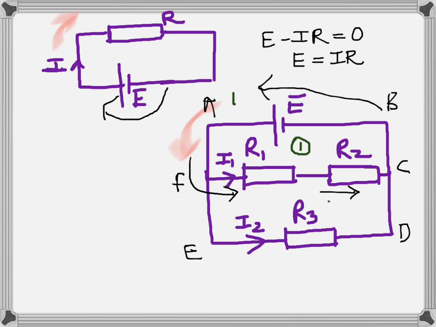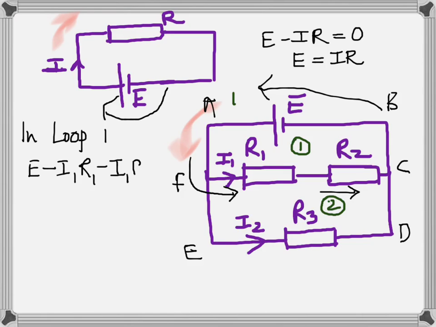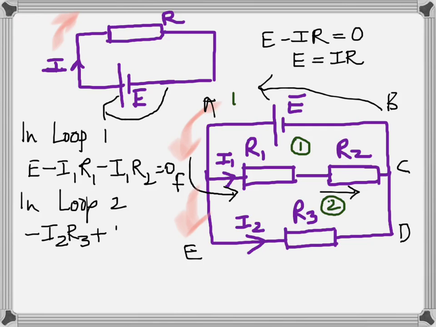Therefore, when you apply it in the first loop, there I have labeled the first loop, and I said in loop 1, E minus I1 R1 minus I2 R2 is equal to 0. That makes sense? Okay. Go ahead. Is this what you got for loop 2? Negative I2 R3 plus I1 R2 plus I1 R1 is equal to 0. Is that what you got? Okay.